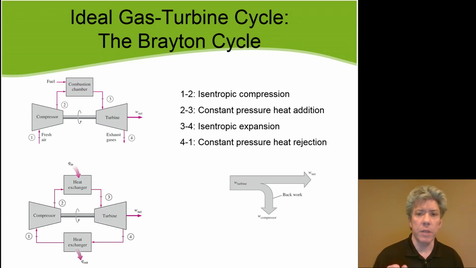Then from state 3 to state 4, that's the expansion again across the turbine, and then finally from state 4 to state 1 is the constant pressure heat rejection in the external atmosphere, because you realize that if you're pulling in air in state 1 from the atmosphere, that's atmospheric pressure. You're tossing out exhaust gases in state 4 from the turbine, that's going also to atmospheric pressure, and so from 4 to 1, those are the same pressures.